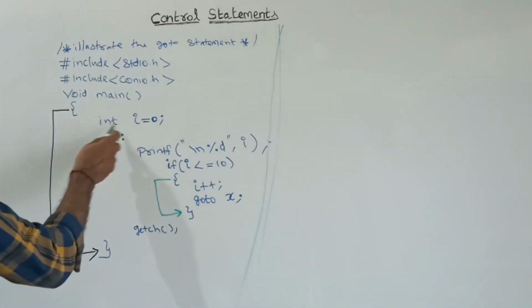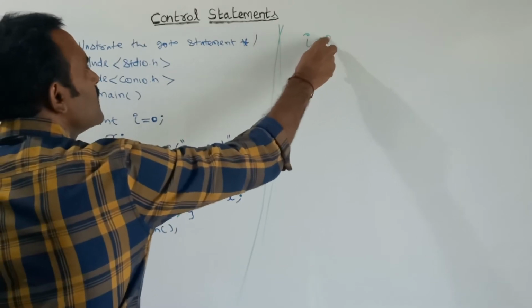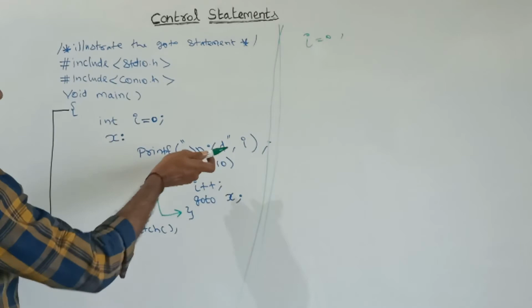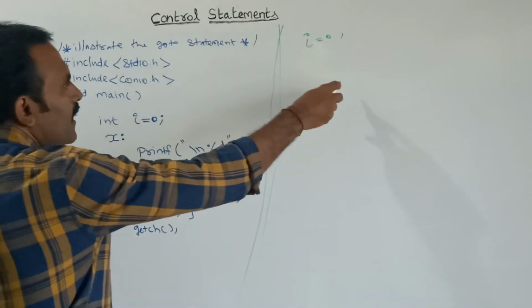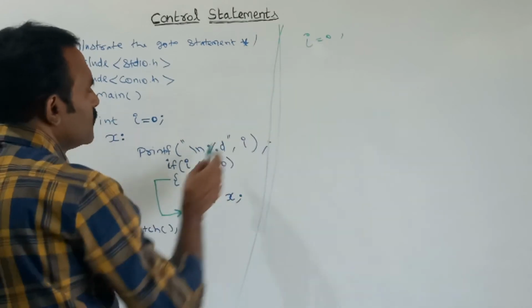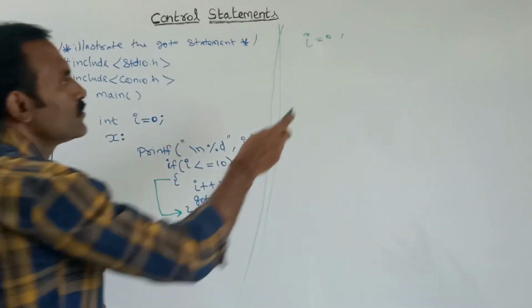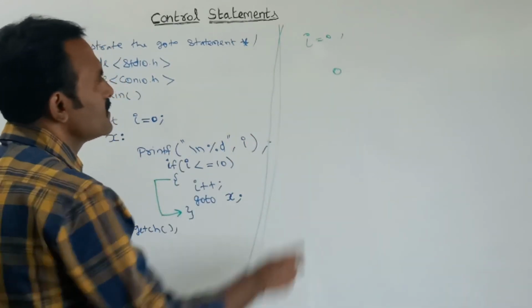At the very first step I am declaring the variable and initializing it to 0. Next step, printf("\n%d", i). That is, what is the value of i? The value is 0. \n means next line, so line by line this i value will be printed. So at the next line the value of i will be printed, that is 0.